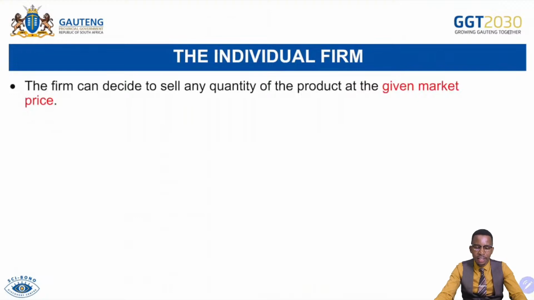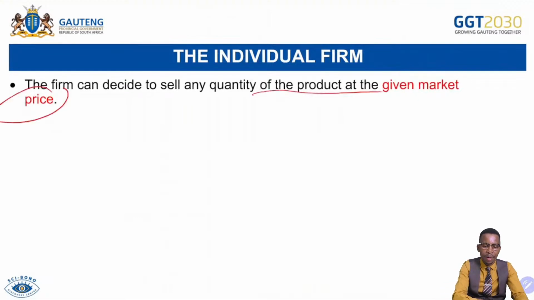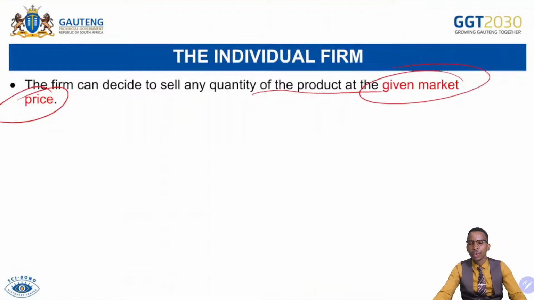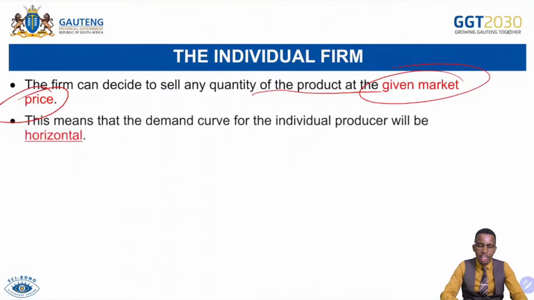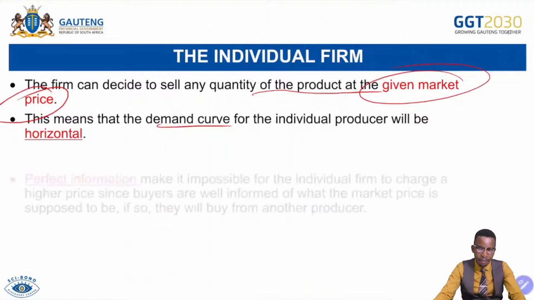The firm can decide to sell any quantity of the product at the given market price. So it is very important for you to know that the firm under perfect market does not influence the price. It only decides on the output to be produced at the given price. This means that the demand curve for the individual firm will remain horizontal like it was drawn. The firm will take the price. So when the price is determined, there will be a new demand curve being drawn there.